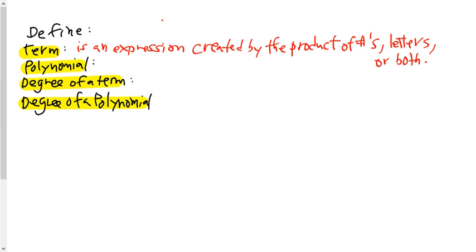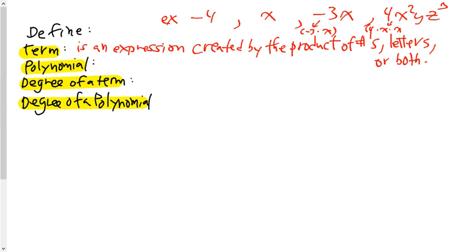So for example, here's 3 examples. -4 is a term, comma. x is a term, comma. -3x is a term, comma. 4x squared yz cubed is a term. Because if we think about what this would be right here, -3 times x. That's the product of a number and a letter or a variable. This would be the product of 4 times x times y times z times z times z, right? The product of numbers and or letters, when we think about what that is.